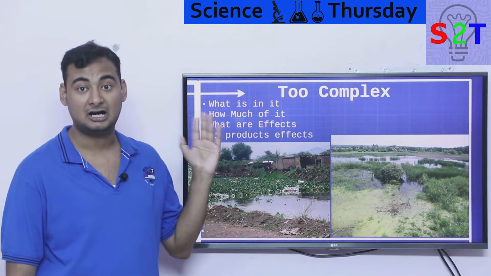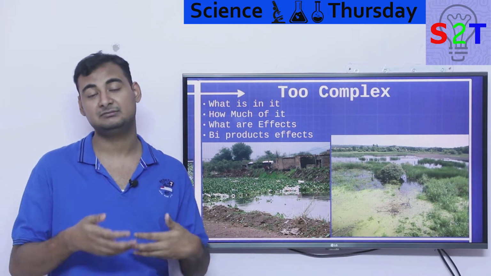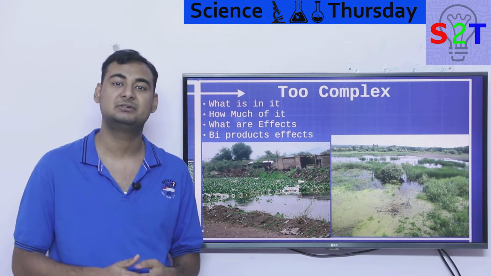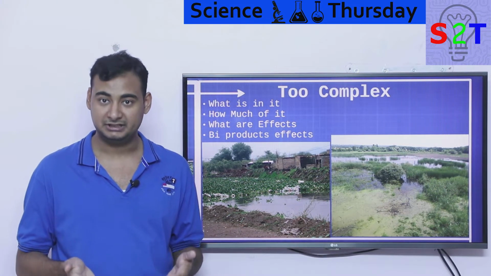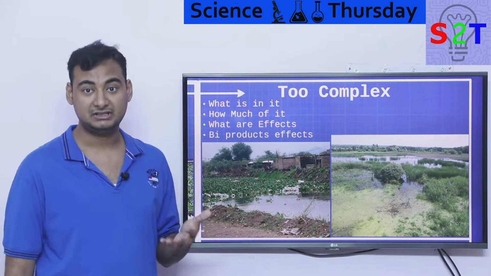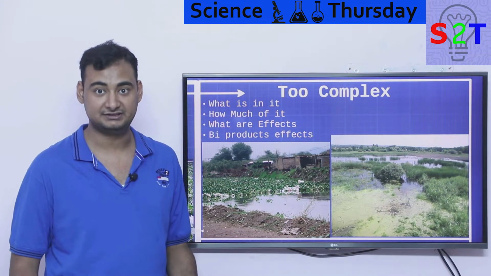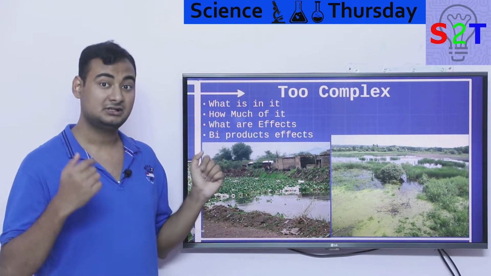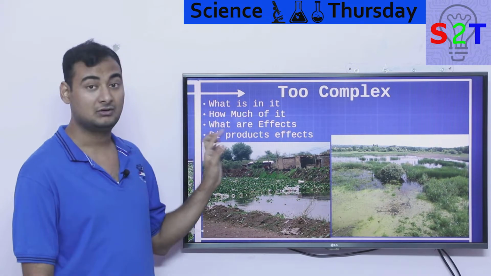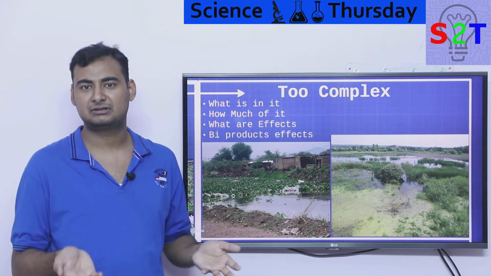Then you have to understand how much of it, because there are many bore wells which have a little bit of arsenic in them, but that's not an issue. However, if there is too much of it, that's flat out poison. So you have to understand what is in it, how much of it is in it, then what are the effects.